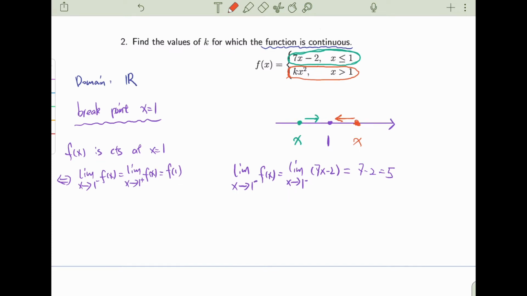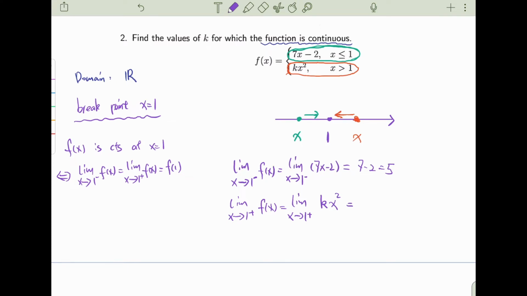Okay, so I'm going to write this. x approaches 1 from the right, f of x is equal to, now choose the orange expression, that is kx squared, right? And now we're going to plug in, so it's going to equal k. So the left limit is 5, the right limit is k.